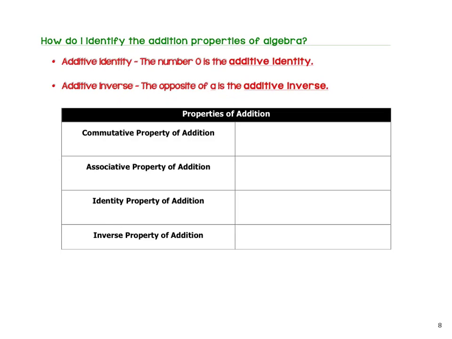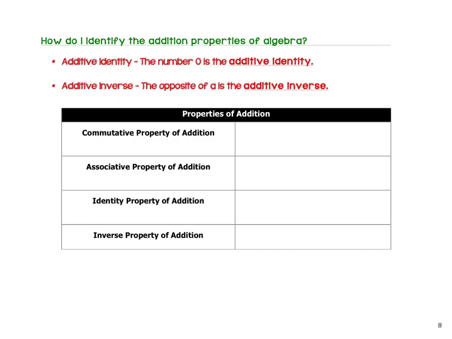The number 0 is the additive identity, meaning you can add 0 to any number and the number is going to remain the same. An additive inverse, the opposite of A is the additive inverse. When you add them together, it's going to cancel out and you're going to get 0. So let's go ahead and take a look then at these properties.